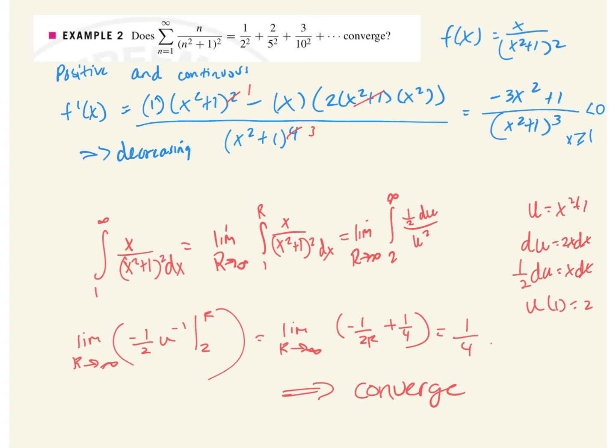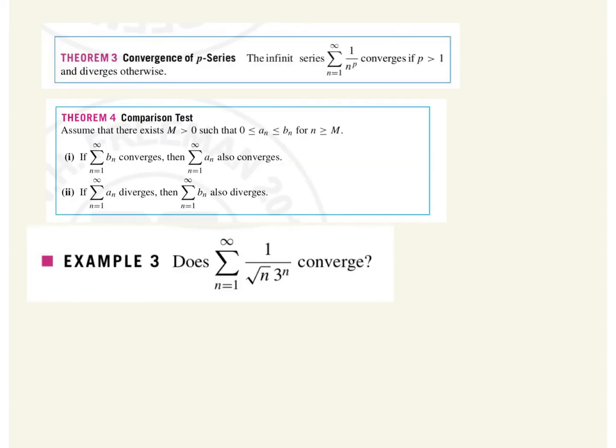All right. Theorem 3. Convergence of p-series. So 10.2, example 1. 10.3, first slide. The infinite series from 1 to infinity of 1 over n to the p power converges if p is greater than 1, and diverges otherwise. Make sense? Think about that.